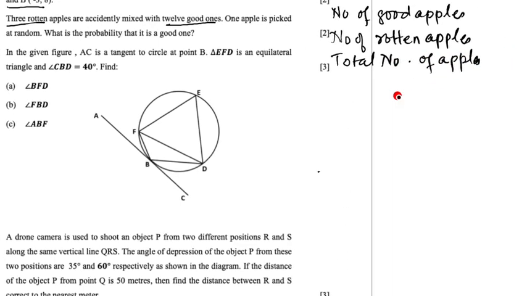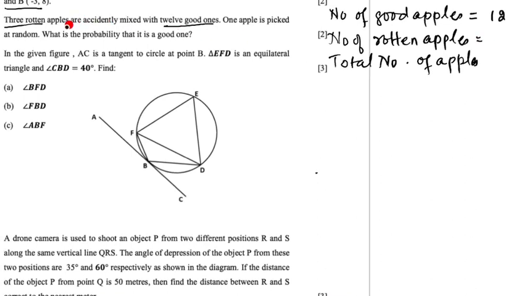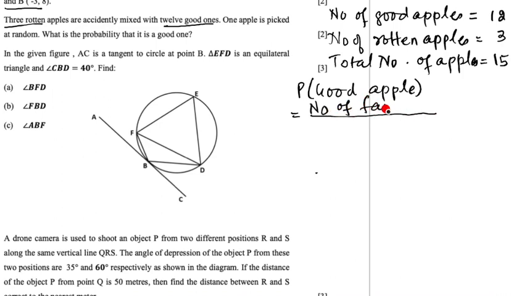Okay, so the number of good apples is 12, and the number of rotten apples is, can you see over here, 3. So the total number of apples is 15. Now we need the probability of a good one. So the probability of a good apple is given by the formula number of favorable outcomes upon total number of outcomes.